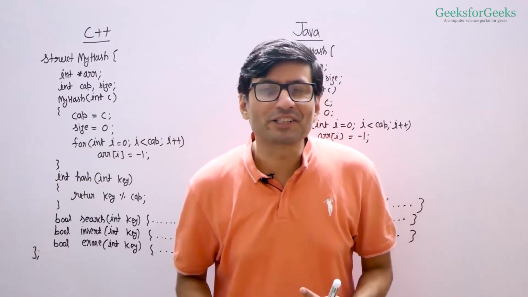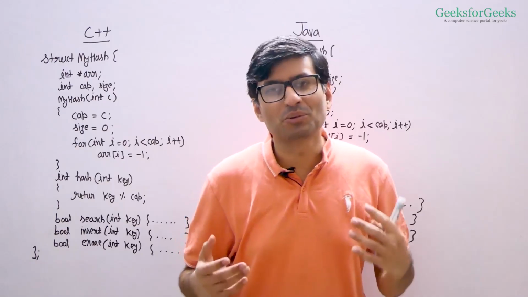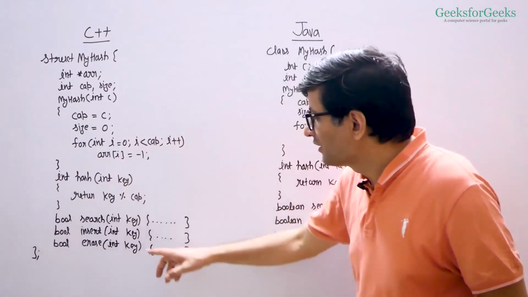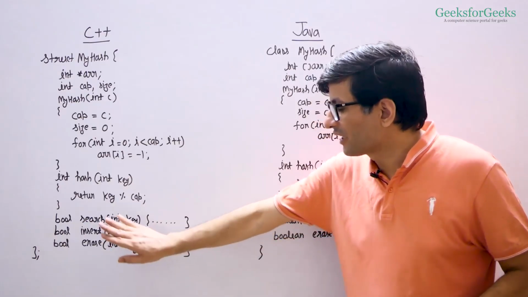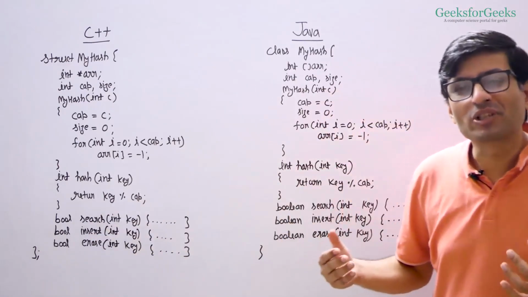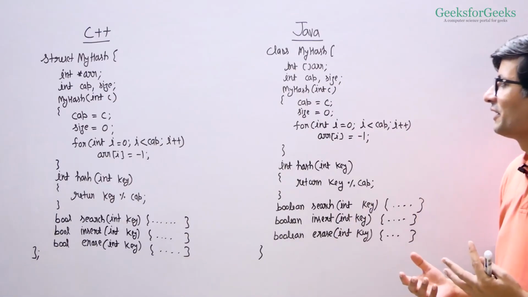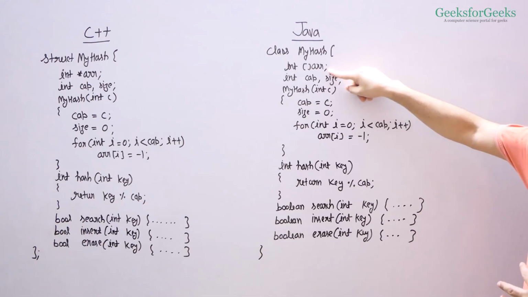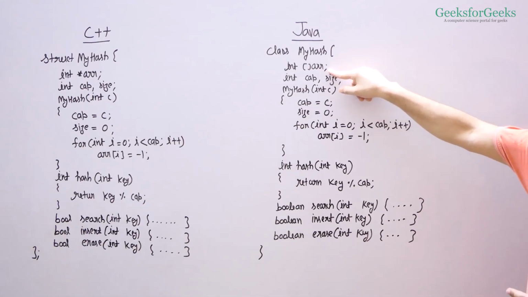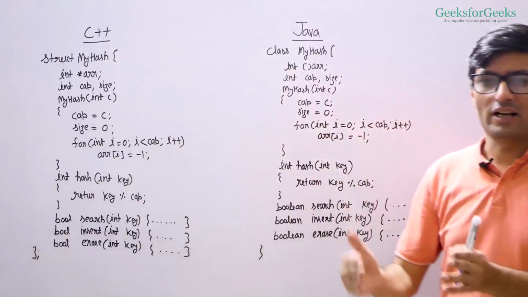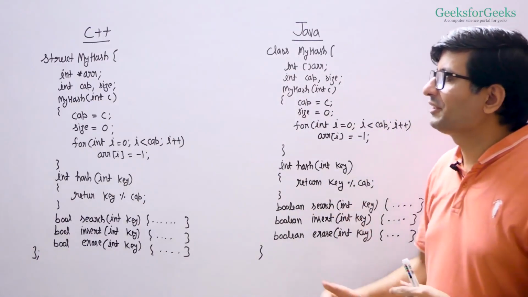Here is implementation of myHash in both C++ and Java. I have not written these functions: search, insert and erase. I am going to talk about these functions separately one by one. Here is only the skeleton of the myHash class. So you can notice that we have an array. We don't specify the size of array when we declare it. Here we have a pointer which is going to have the address of a contiguous location.